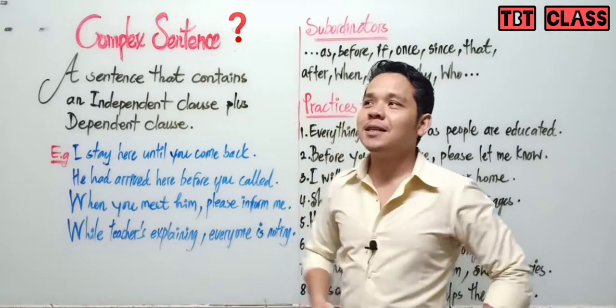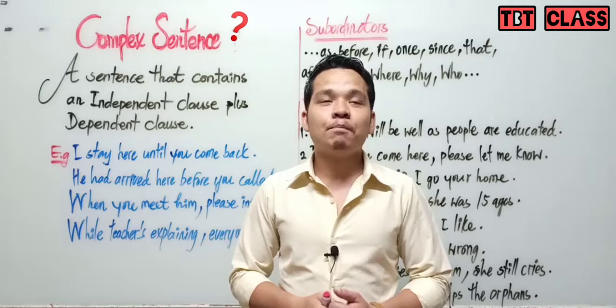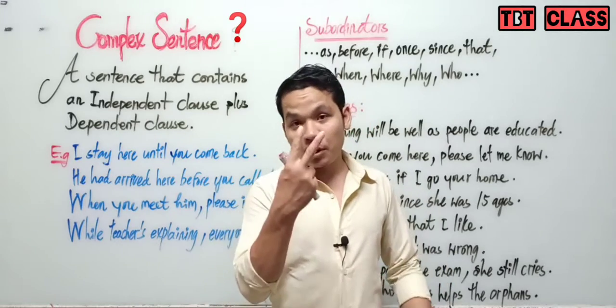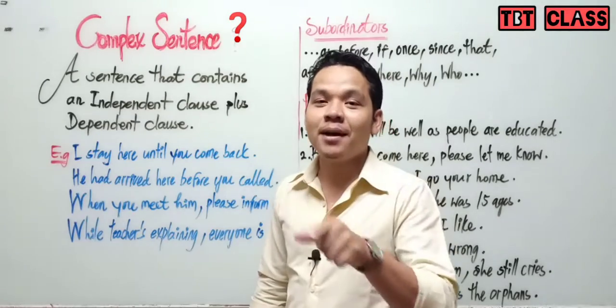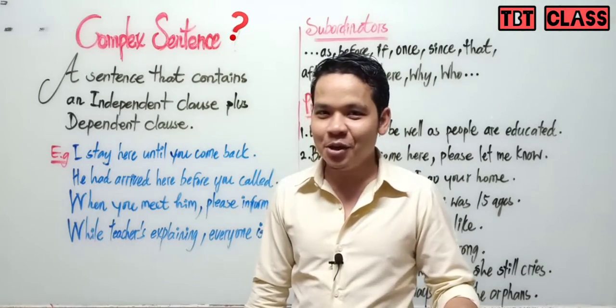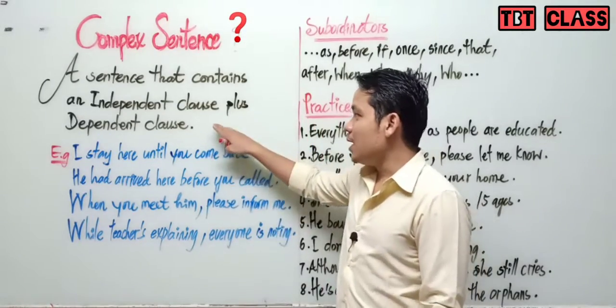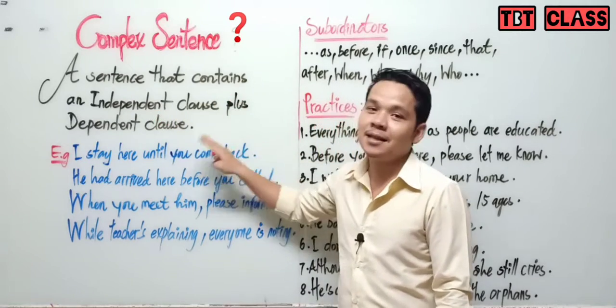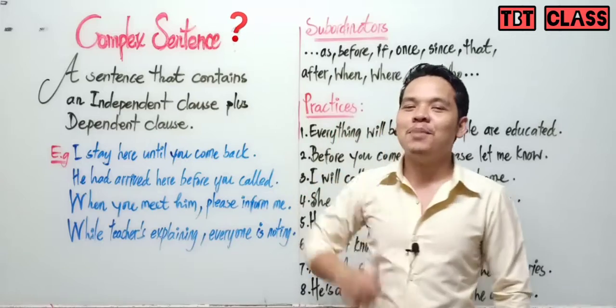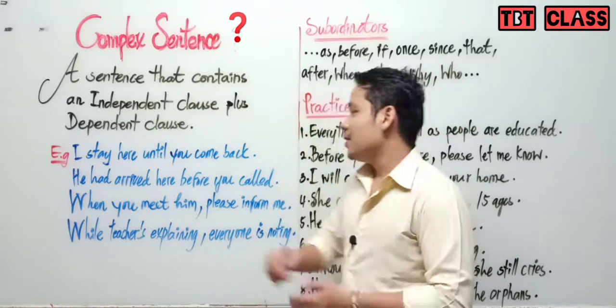So everyone, a complex sentence is a type of sentence with two clauses, or two sentences, joined as an independent clause and a dependent clause. You can see on the whiteboard a sentence that contains an independent clause plus a dependent clause; we call it a complex sentence. So let you see.